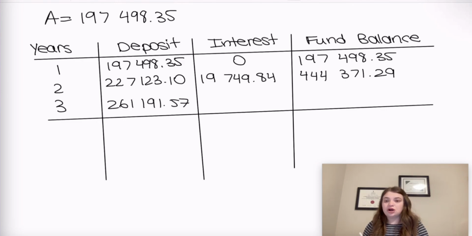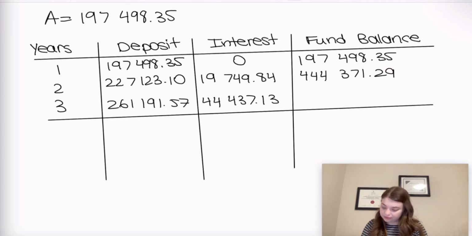All right, now how much interest do we make in year three? Well, we make interest on the total fund balance, which includes any previous balances, which includes the interest that we earned, includes the new deposit. So we have to multiply that by 10%, which gives us that the interest we make in year three is $44,437.13.